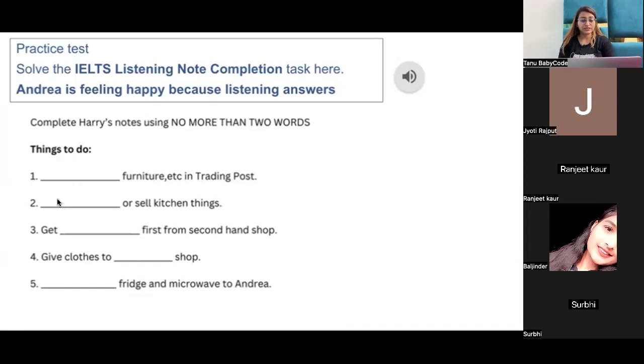So the first question says dash furniture, etc. in the trading post. So you have to look for that noun. Dash or sell kitchen things. Get dash first from second-hand shop. Give clothes to dash shop. Dash fridge and microwave to Andrea. So please read the questions carefully. I'm going to start the audio.